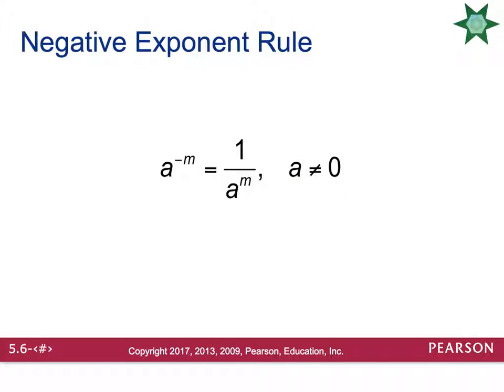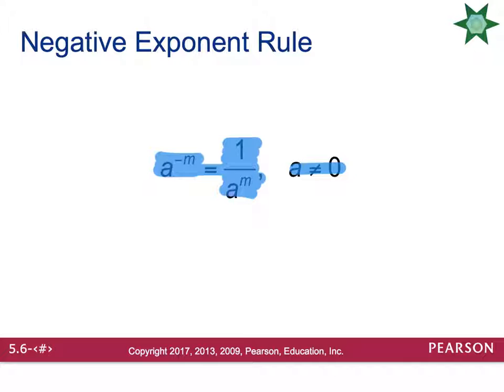Our negative exponent rule says if you take something to a minus power, you just take it 1 over to a plus power. A is not equal to 0 because we're dividing by a in this one. But you can think of this: remember, exponents are repeated multiplication. Well, when you have a negative, it means repeated division. So this says you're dividing a m times.